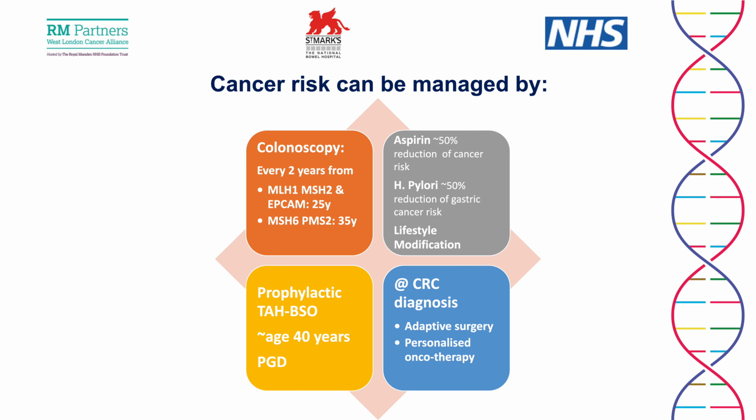In addition to regular colonoscopy and risk-reducing surgery, the cancer risk in Lynch syndrome can be managed by aspirin. A low-dose aspirin is recommended to be taken daily for at least 2 years. This has been shown by the CAPP2 randomized control trial to reduce the long-term risk of cancer in individuals with Lynch syndrome by approximately 50%. One-off screening for Helicobacter pylori eradication reduces the lifetime risk of gastric cancer by up to half.